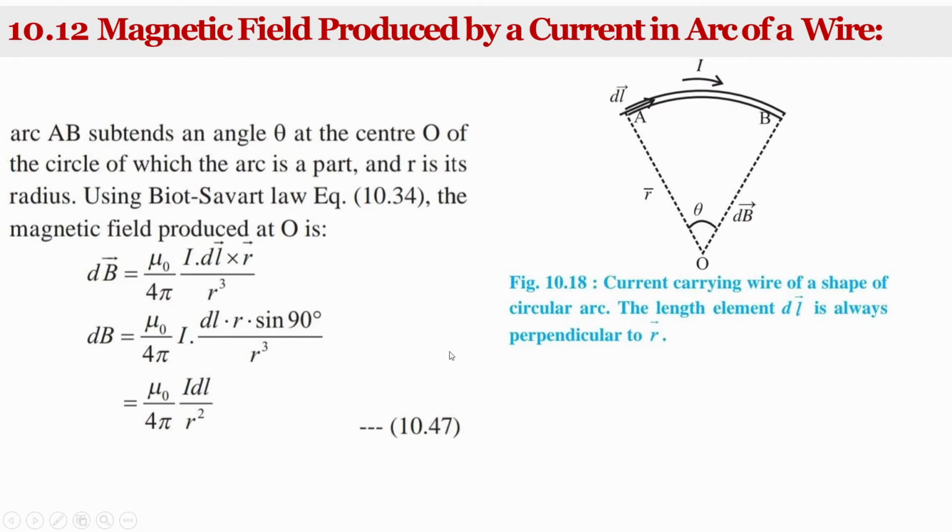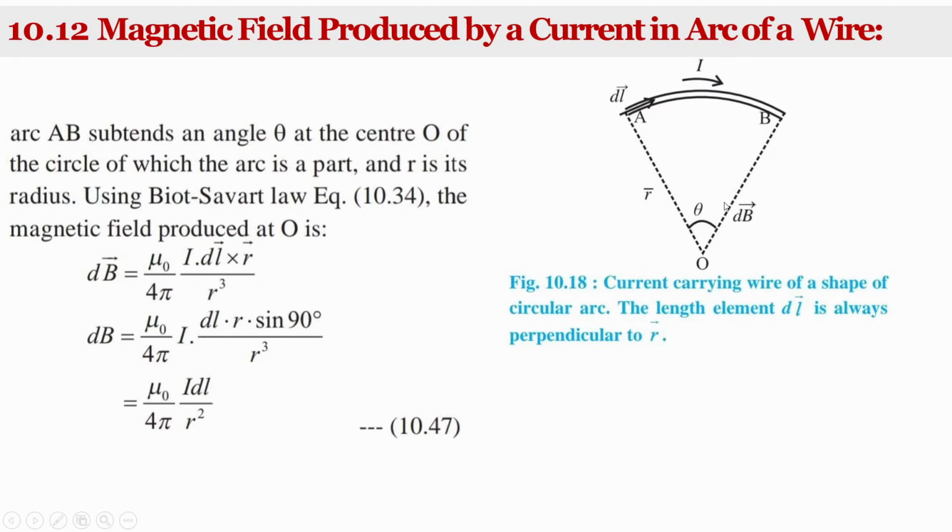Okay, and the direction of this field is given by the right hand rule. According to the right hand rule, the thumb shows the direction of current and the curled fingers indicate the direction of the magnetic field. Due to that, the direction of each dB is into the plane of the paper.